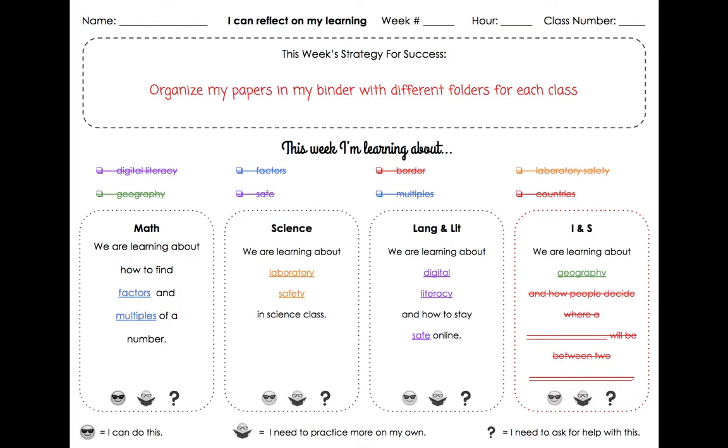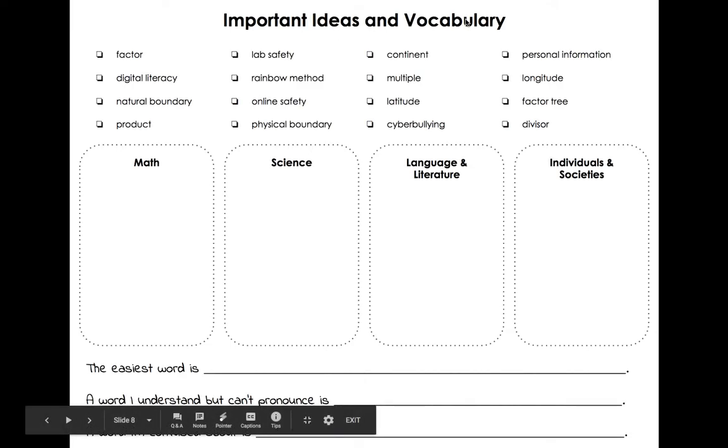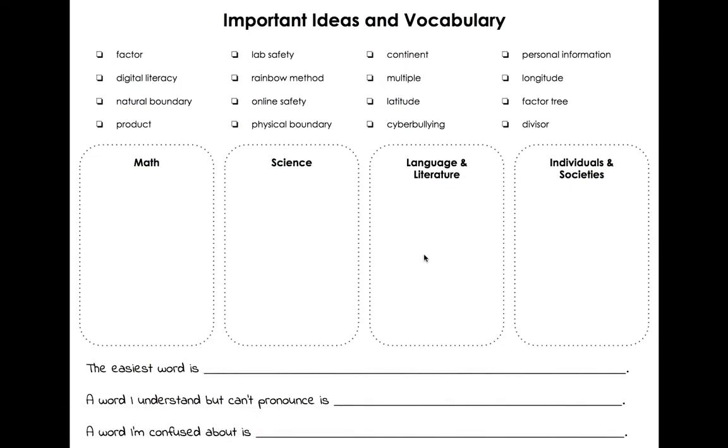Flip over to the back of your page. Here you'll always see important ideas and vocabulary. You'll see a list of words and you have to remember which class the ideas and words go with. Again, there's two words you need to take off. That's natural boundary and physical boundary. You'll talk about those next week in Individuals and Societies.